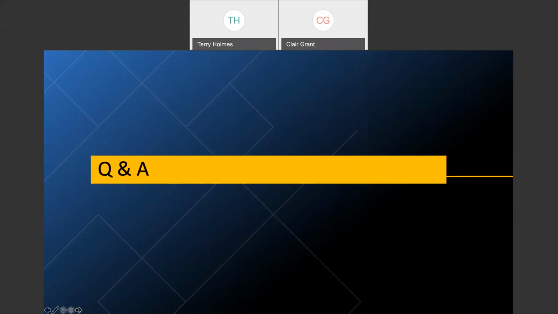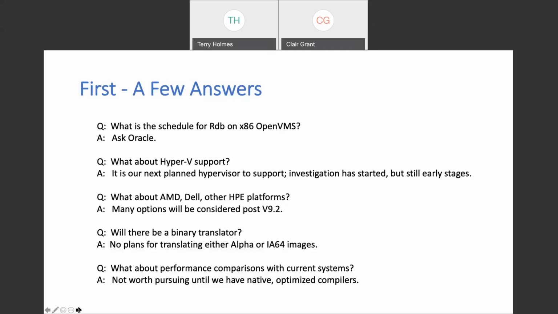Okay, I thought I'd try to anticipate a few simple questions and get them out of the way early. RDB on VMS: we can't speak for Oracle, only they can talk to that. I'm perfectly comfortable in saying we know they're working on it because we talk to them all the time. But a schedule, that's not up to us to say. Hyper-V, yes. Once we get a little further along here, I'm not saying it will be in 9.2, but it's the next hypervisor on the list whenever we get started on it. And we've poked at it a little bit already.